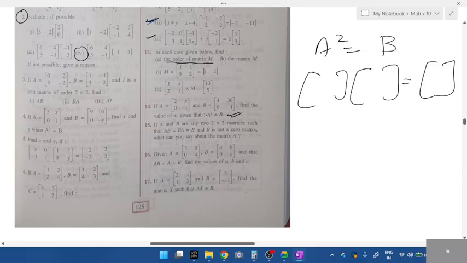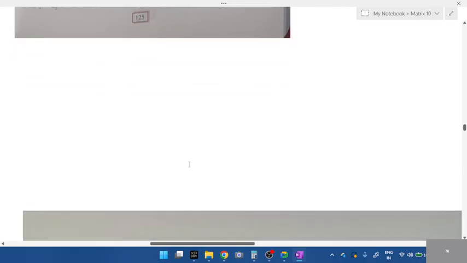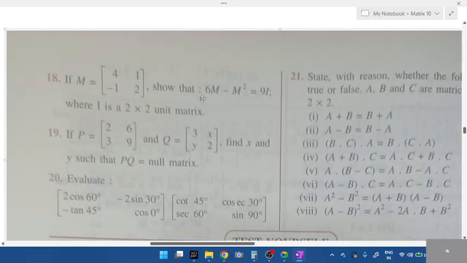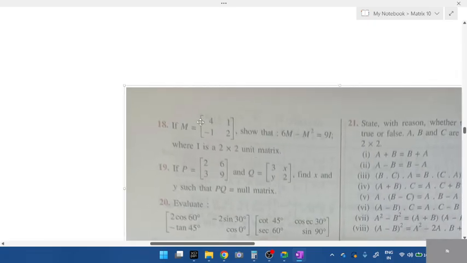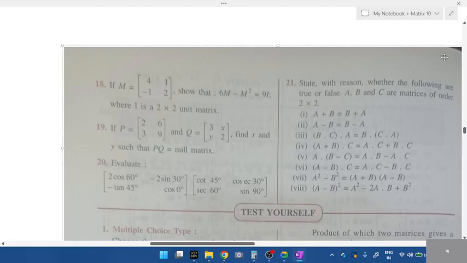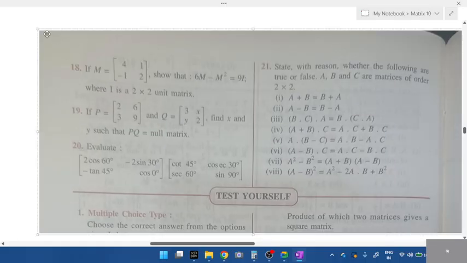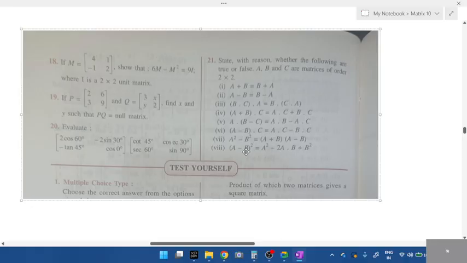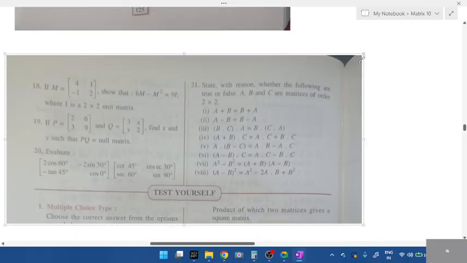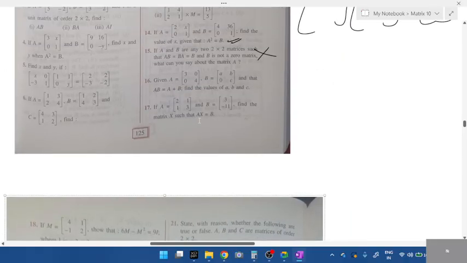If A and B are 2, such that AB is equal to BA, they don't ask all such questions. Just ignore the 16th question. 17th. Those who have the textbook, can you just check after 126? These are the questions, right? Response, students. Okay, these are the questions. So the 16th one we have done. It is a similar question. Just skip all this. 17th one is important. 17th one.